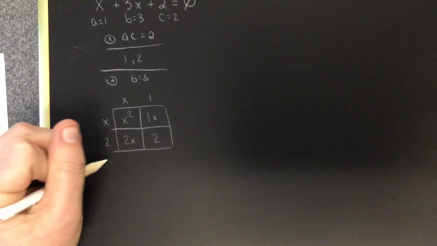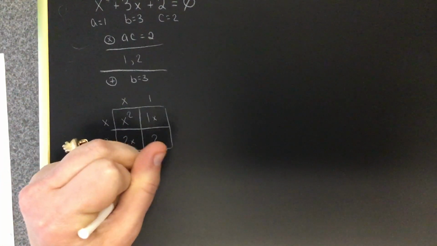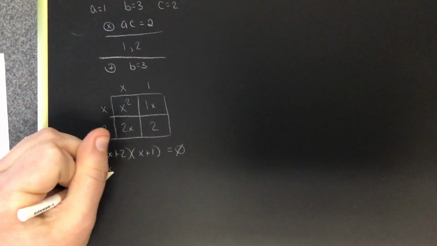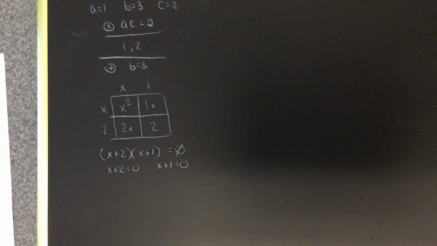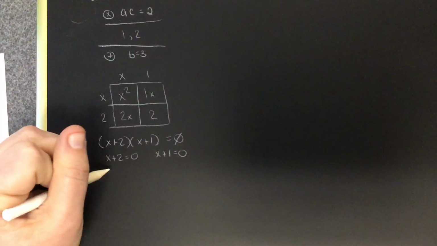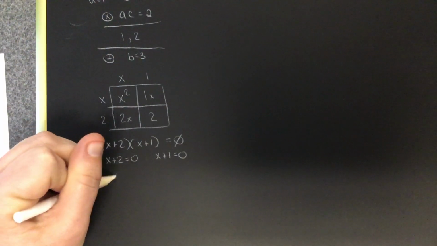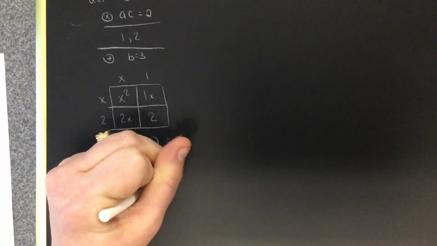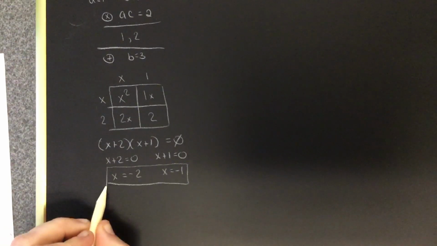And so our factors are x plus 2 times x plus 1 is equal to 0. And then what you need to do is set each one, x plus 2 equal to 0 and x plus 1 equal to 0, and then solve for x on each. So minus 2 from both sides, we get x equals negative 2. Minus 1 from both sides, we get x equals negative 1. And so these are the 2 zeros that you need.